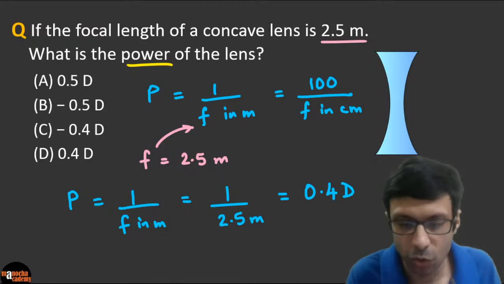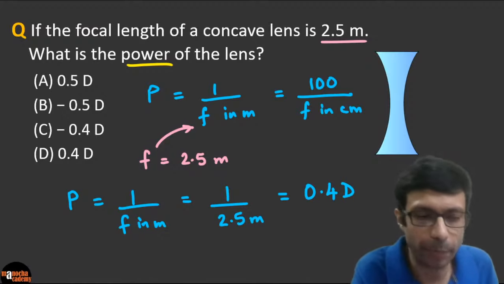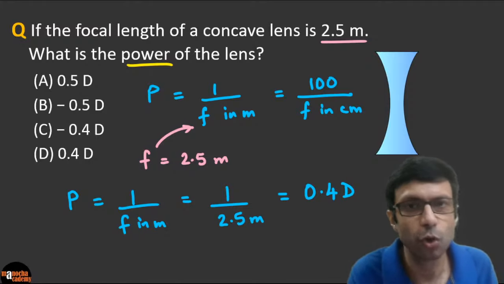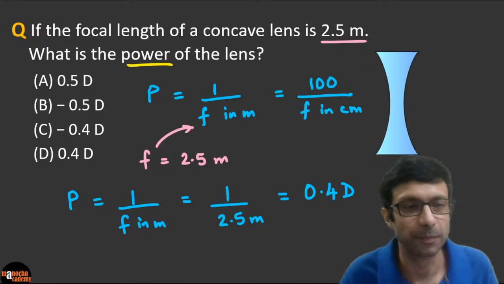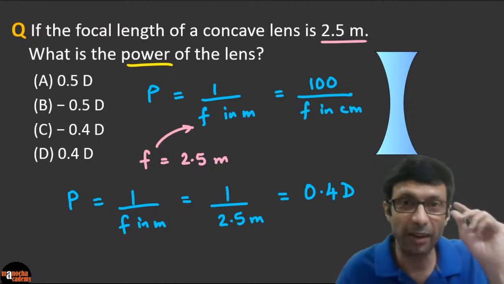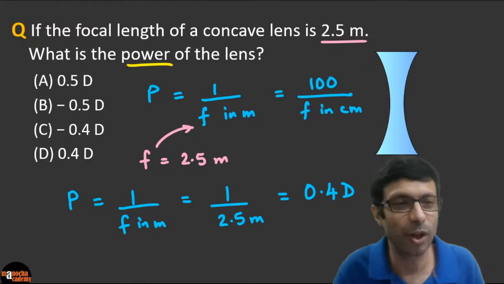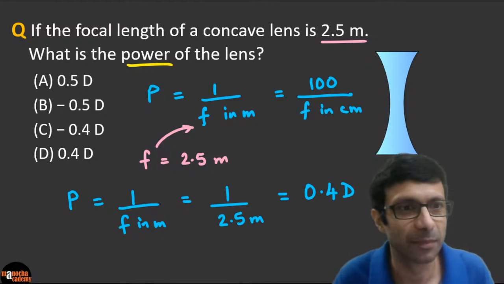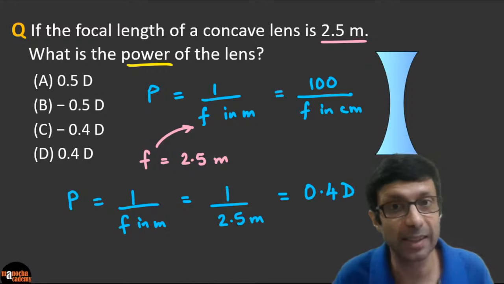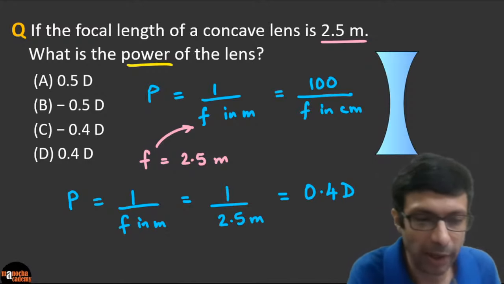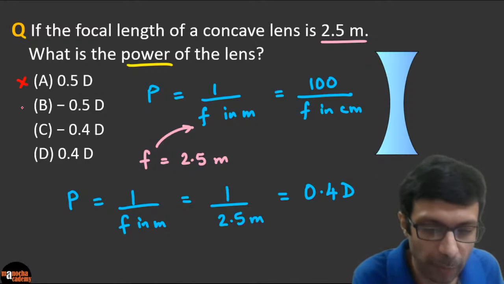Now there are two options here, right? There's a minus 0.4 and a plus 0.4. What do you guys think? Which one will be the answer? Will it be plus 0.4 or minus 0.4? Think about people who wear eyeglasses, spectacles: there's a positive power and a negative power. Some of you are saying C, some of you are saying D. Definitely A and B is not the answer, right? It's going to be 0.4.